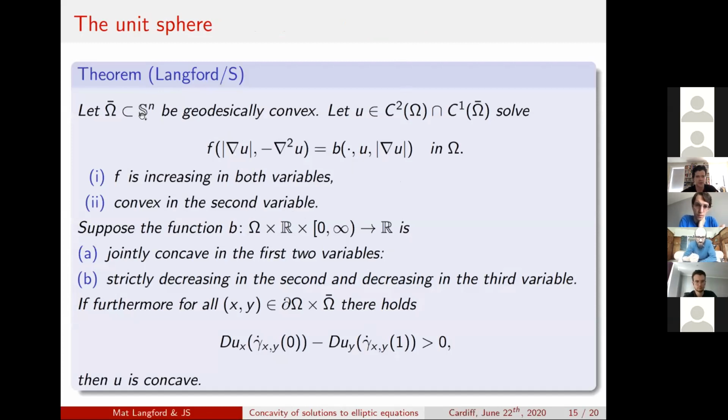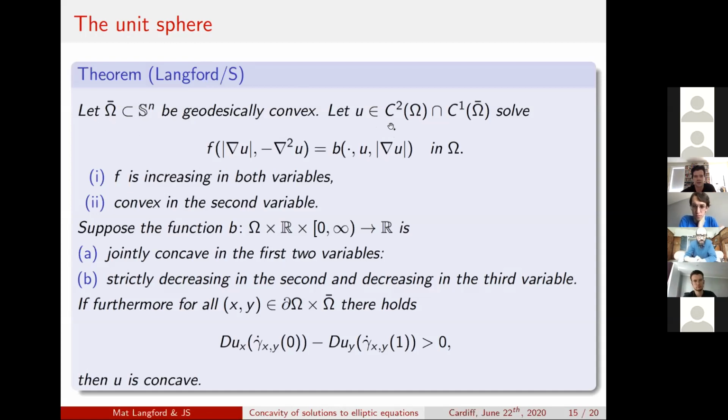The setup is here. We have a geodesically convex domain in order to make sense of convex combinations. This means just that if you have a subset of the sphere, it's geodesically convex if the minimizing geodesics between two points lie in this domain. And you have a unique minimizing geodesic. There's a strong convexity, so there are no conjugate points in omega, and the minimizing geodesic is always in the domain.